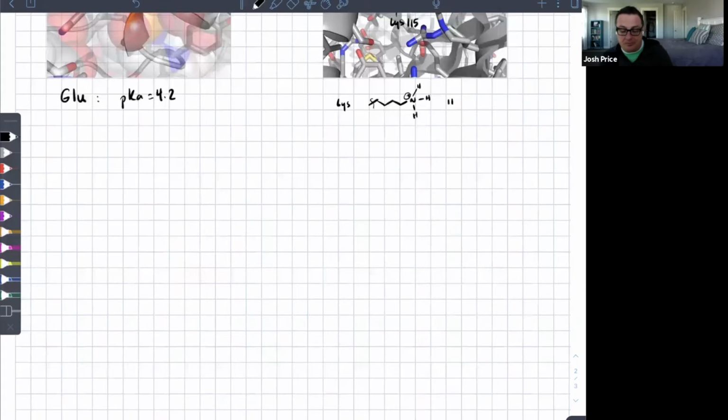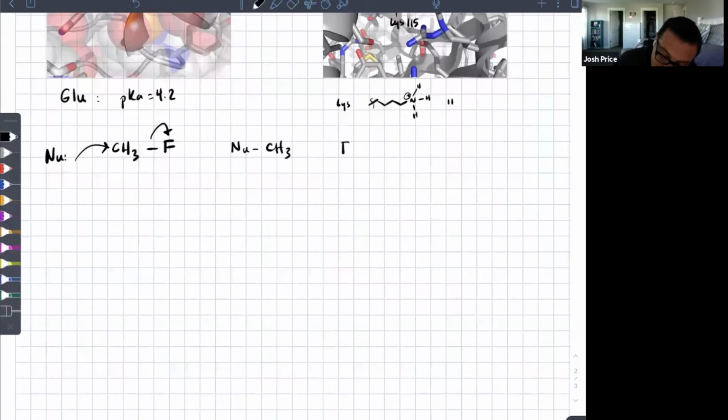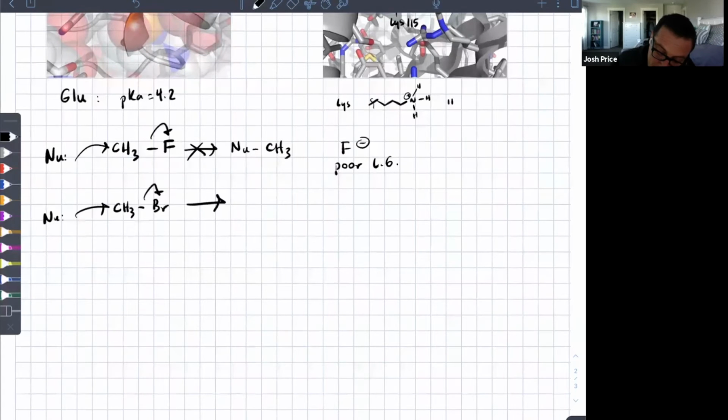So as an example, you could use pKa arguments to explain why a nucleophile attacking and doing an SN2 reaction on methyl fluoride generally doesn't work because F- is a poor leaving group, whereas if we have CH3Br, that reaction is just fine. And that is because Br- is a good leaving group.